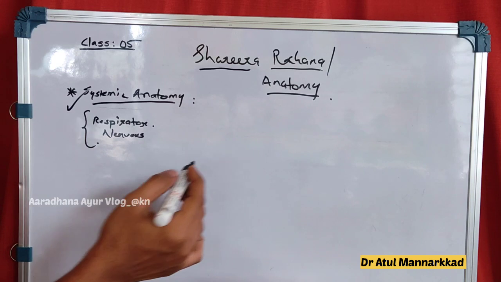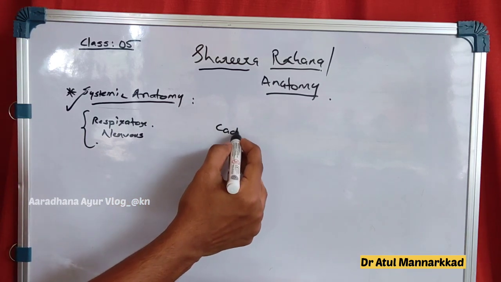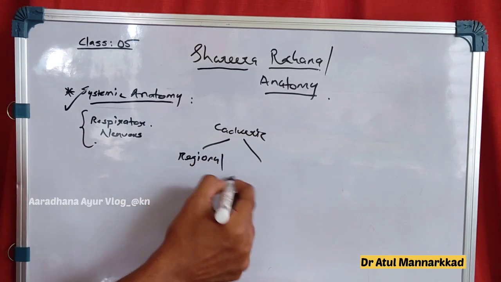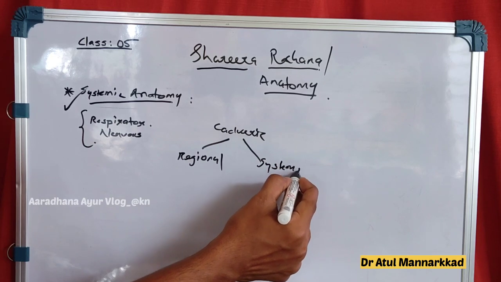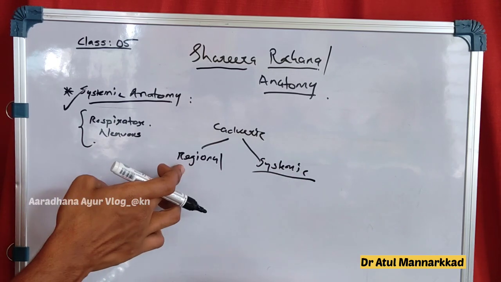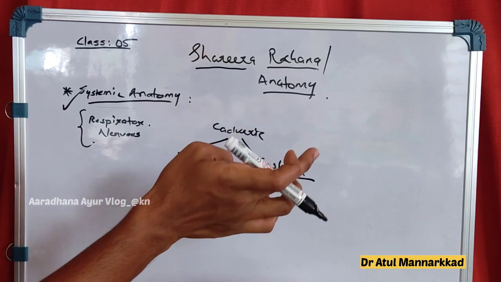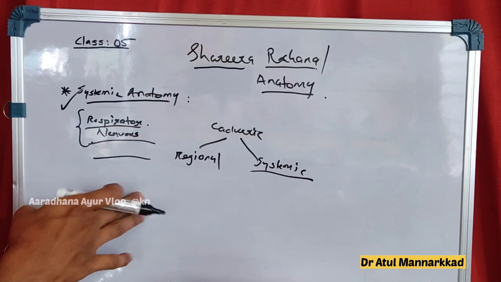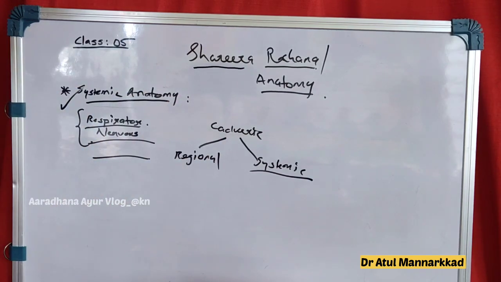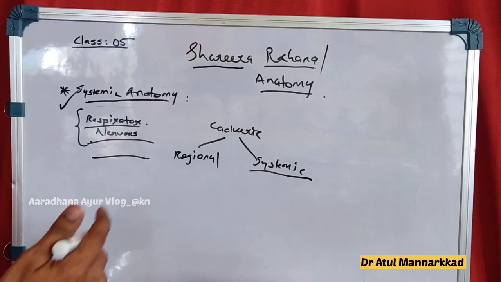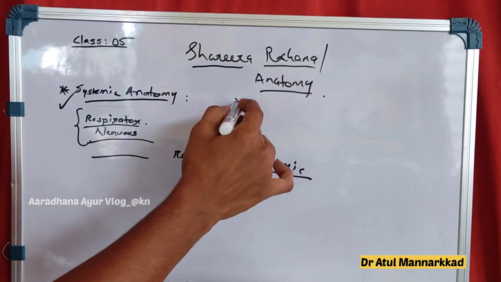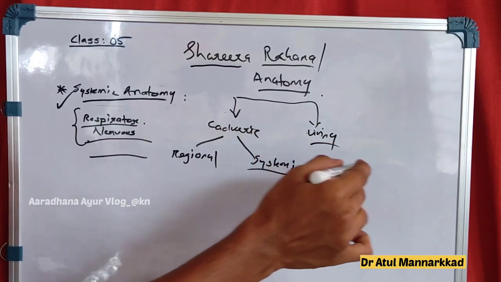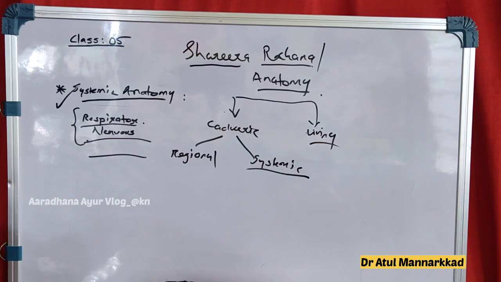In the last class we had studied that cadaveric is divided into one regional and one systemic. When we study anatomy based on the region, it is called the regional one. And when we study the anatomy based on the system like respiratory, nervous, pulmonary system, it is called the systemic anatomy. The same way, anatomy is of two types, one is cadaveric and one is living anatomy. So let's see what is living anatomy and what is cadaveric anatomy.